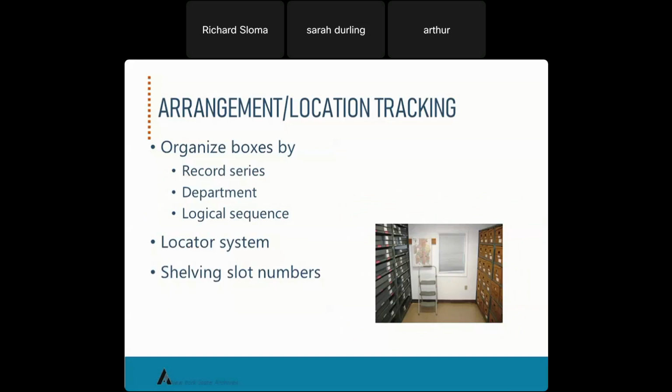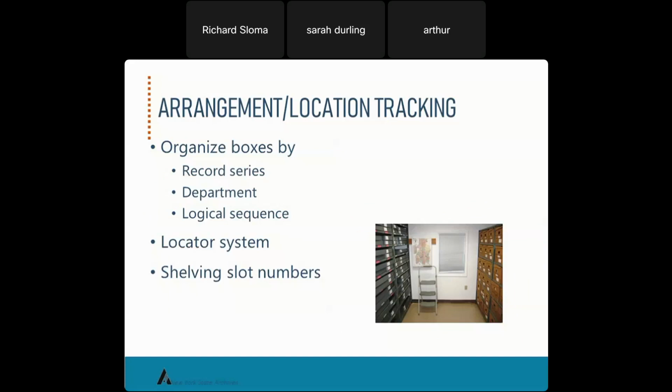Arrangement is another technical word that means something pretty simple. In this case, it means thinking ahead and putting boxes in storage locations such that you can find them again. This might mean putting all boxes belonging to a specific record series or department together or storing them sequentially by box number or year. This may not be the best method.